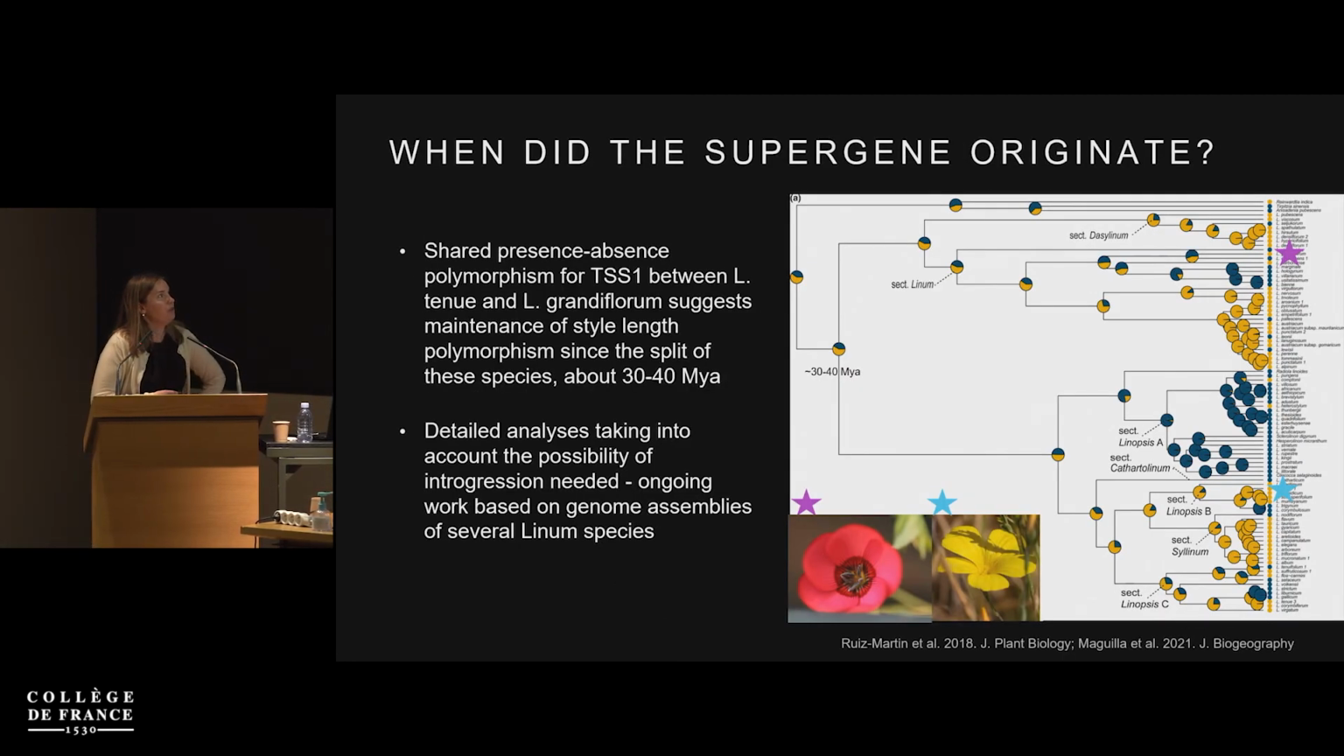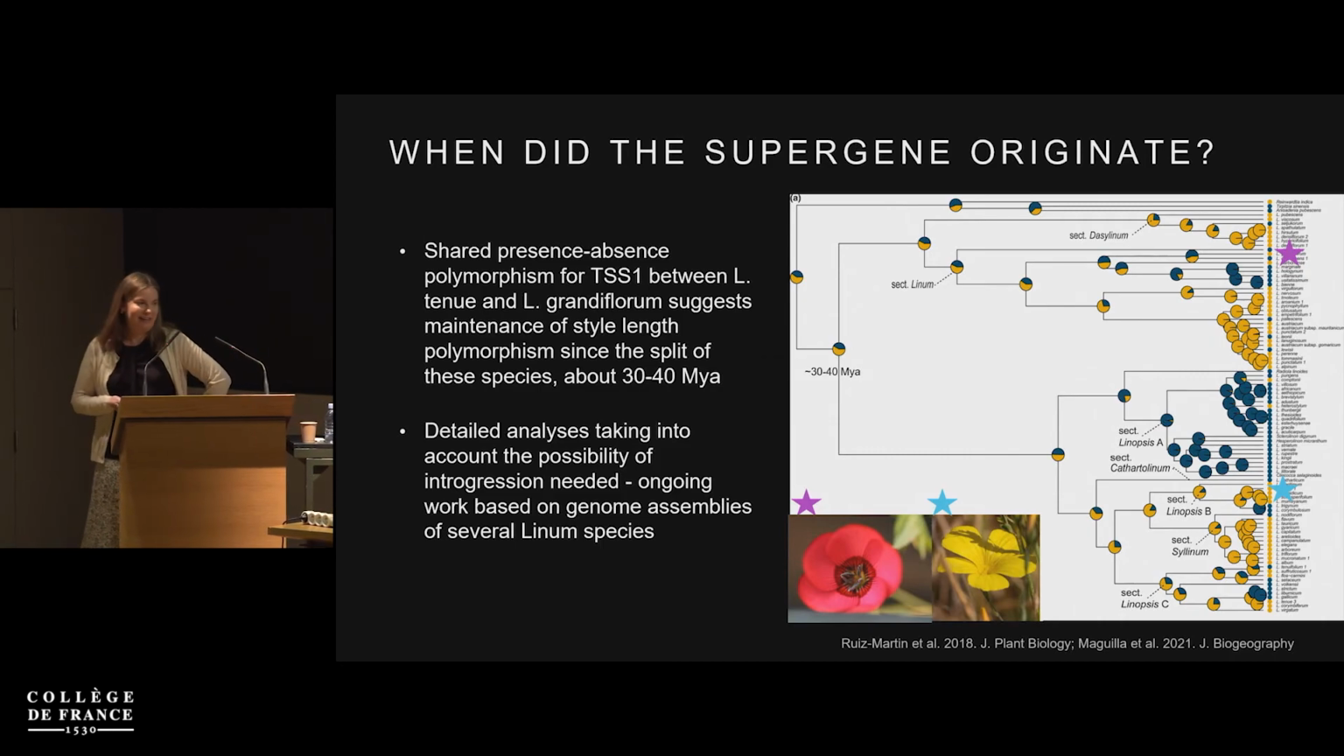How old is then this supergene? Well, as we've heard, this is a question that is not always so easy to answer, and I suspect that we will need to come back to this probably many times with more data. If one were to guess at this stage, what we do see is that there's shared presence-absence polymorphism for TSS1 between Linum tenue, which is here in the latest Linum phylogeny, and Linum grandiflorum, which is here. And so if this is ancestral, that would mean that this polymorphism could have been present since the split of these species about 30 to 40 million years ago.